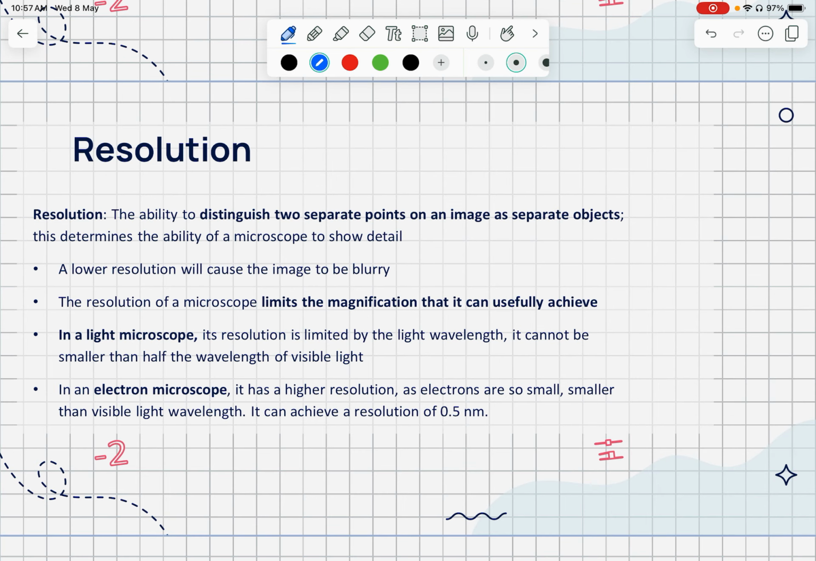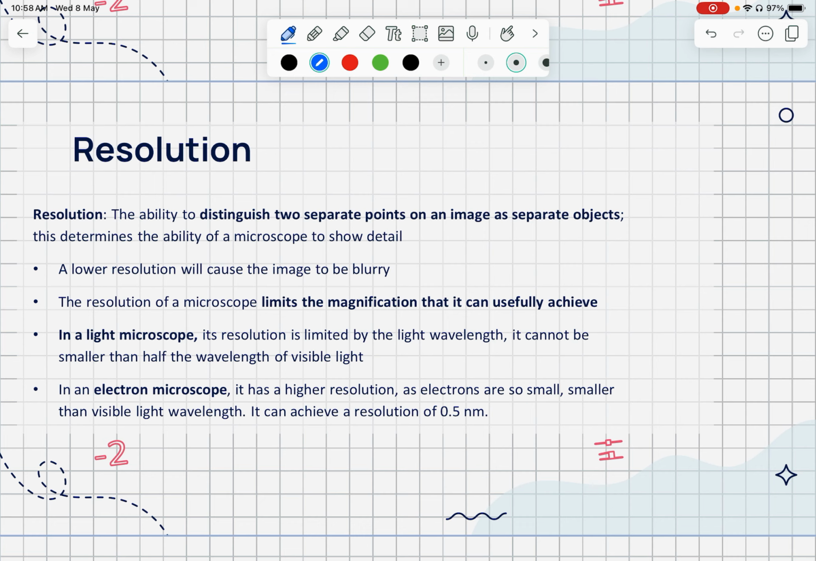Now for resolution. Resolution is the ability to distinguish two separate points on an image as separate objects. So when it's viewed, you can see that there are some distinct points, with a line showing that this is one object and that is another object. A lower resolution will cause the image to be blurry. I will show you an image example later on. The resolution of a microscope will limit the magnification that it can usually achieve. So what this tells you is that no matter how much you magnify, if your image doesn't have a good resolution, it will still be blurry.